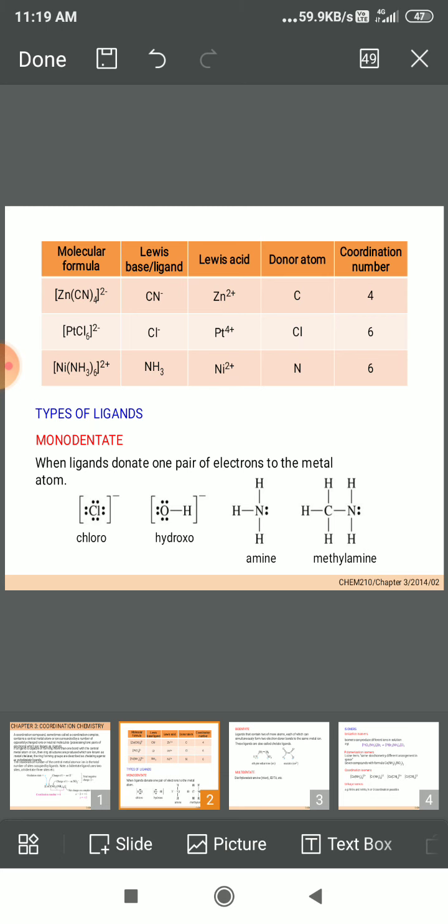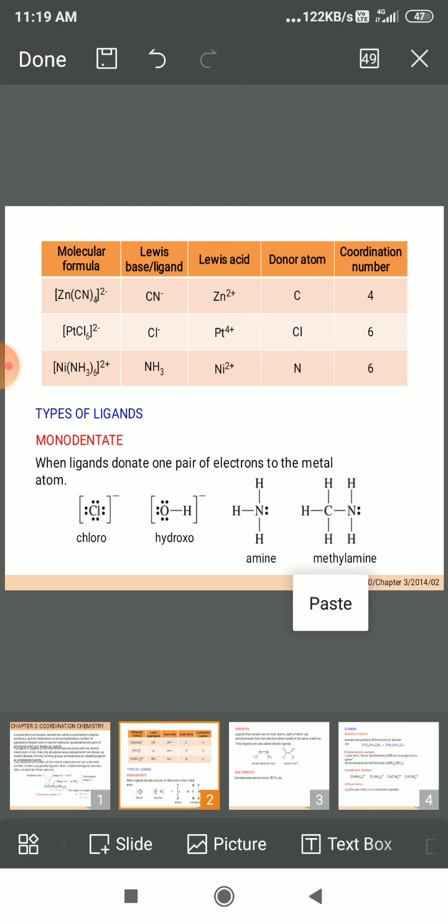Following are some molecular formulas and their coordination number, donor atom, Lewis acid and Lewis base or ligands. In the first column, the first example is tetracyanozincate, [Zn(CN)4]2-. The Lewis base or ligand is cyanide. The Lewis acid is Zn2+ and the donor atom of this complex is carbon. The total coordination number is 4 because 4 cyanide ligands are present.